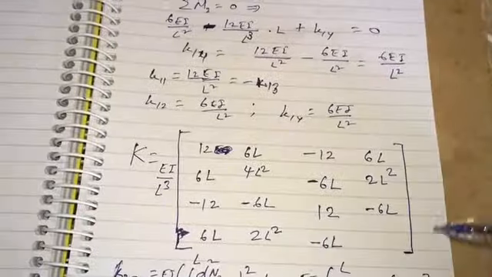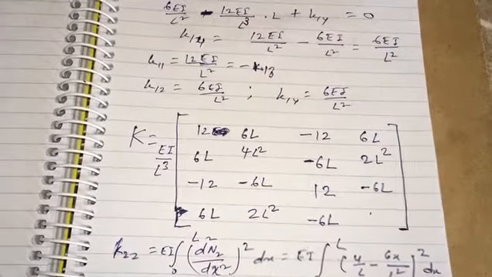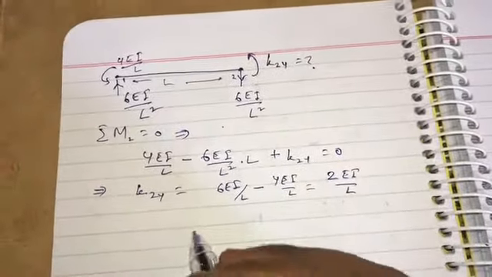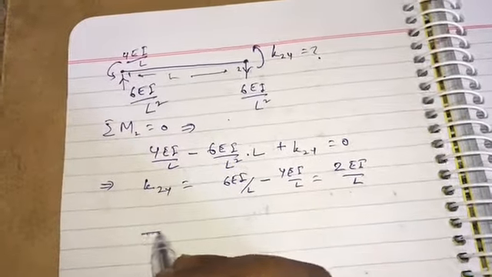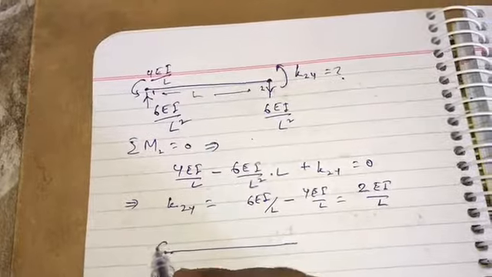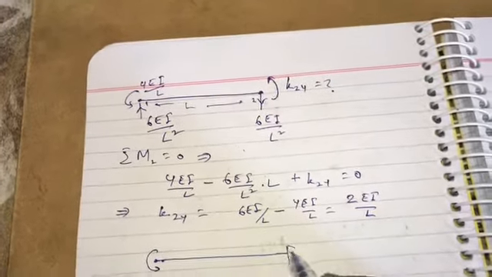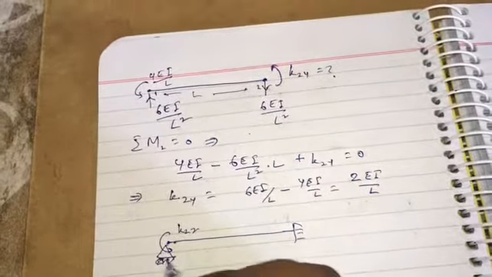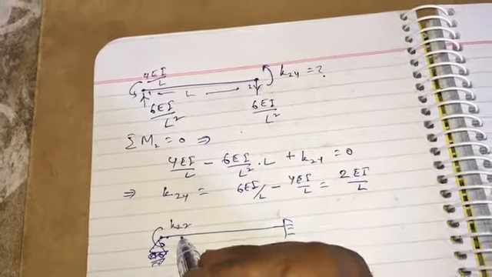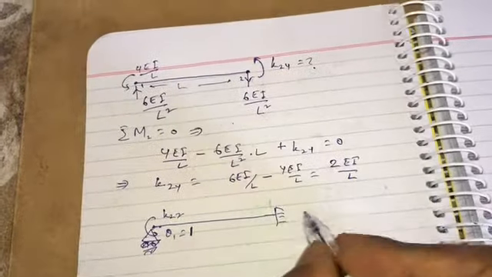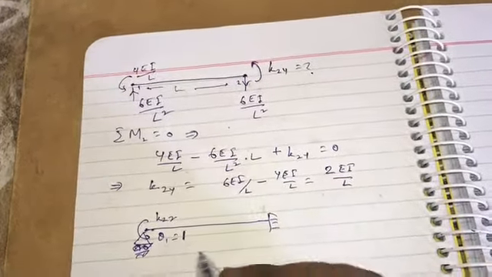Okay, now we have to find out K44. Remember the meaning of K44. Let's understand it. K22, for example, what is K22? You are applying a moment to induce theta 1 equal to unity, and whatever the moment is, that is K22. So basically K44, and what is K44?